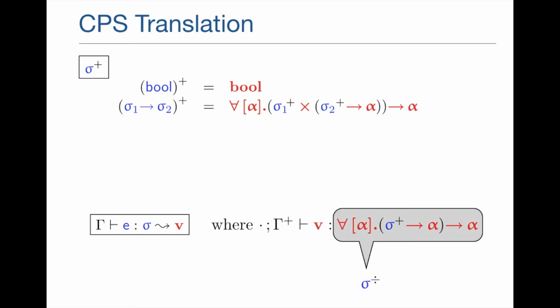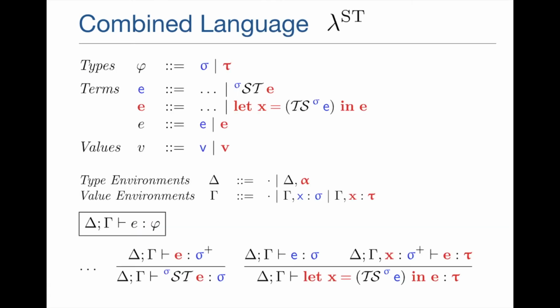And we can see here that they've made a shorthand, sigma divide, for this type, which basically says it had type sigma plus before you call the continuation. So it's kind of like has return type sigma plus, and that means you can back translate into sigma.